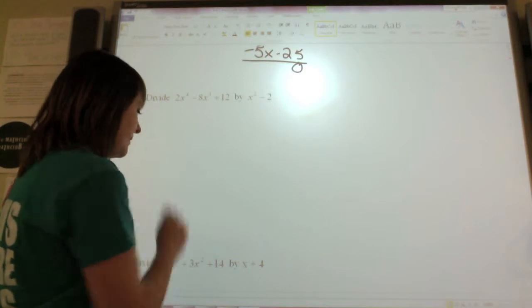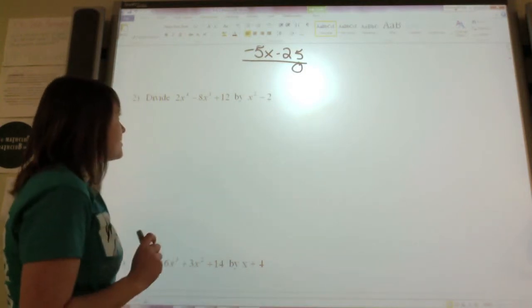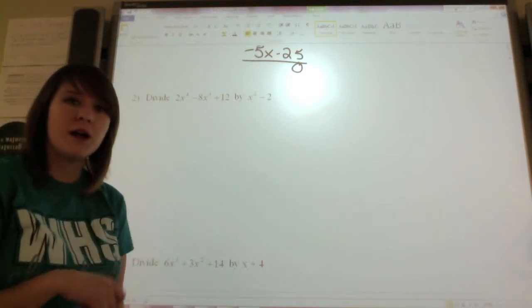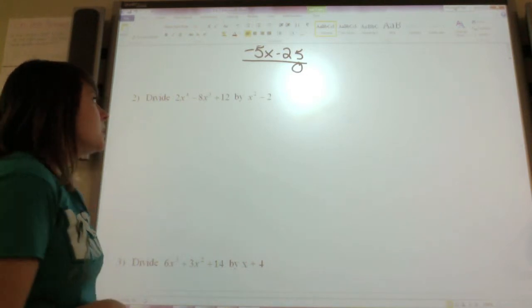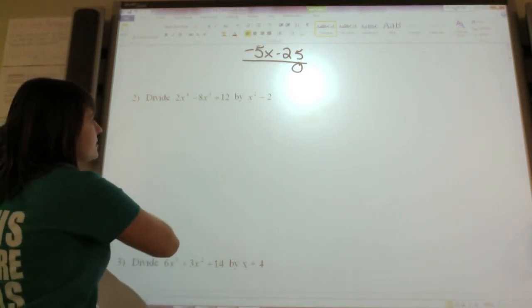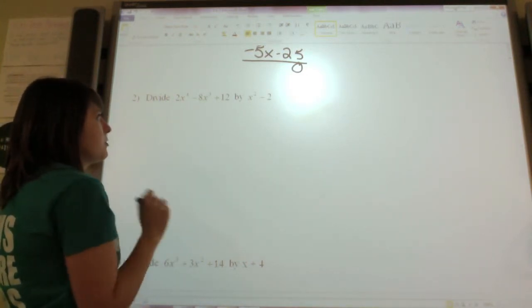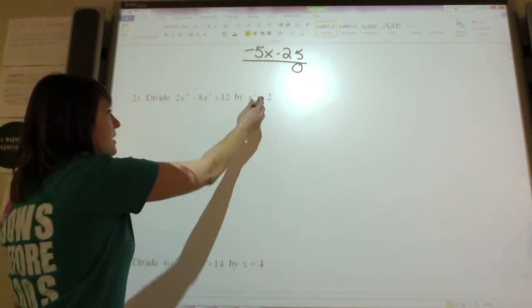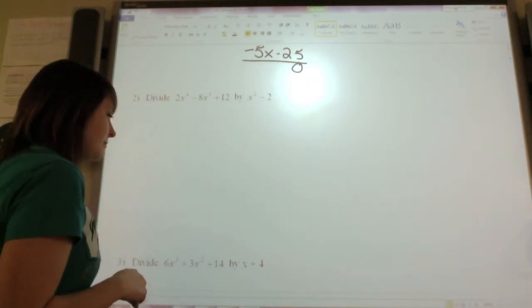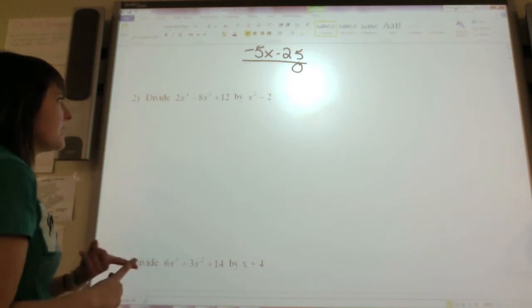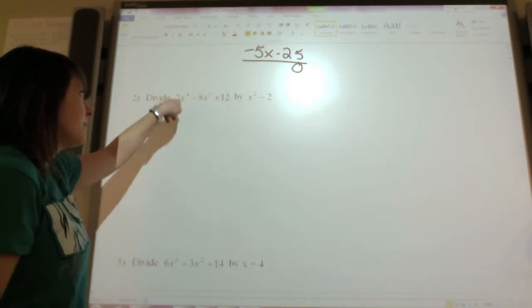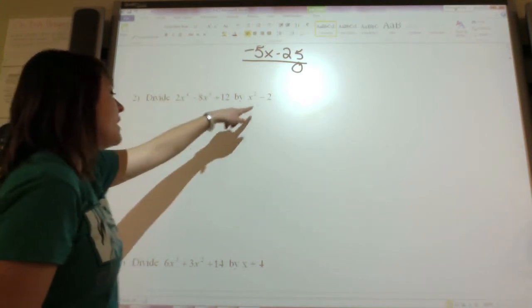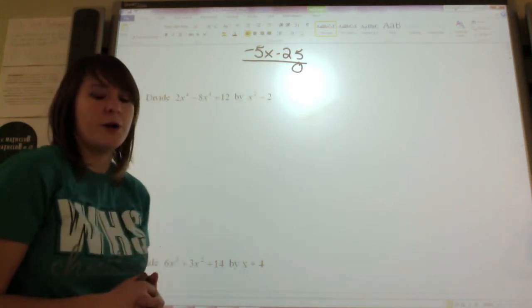Alright, let's do another one. So this one's just a little bit trickier because now we have to talk about the concept of placeholders. So here I have 2x to the fourth minus 8x cubed plus 12, and I'm dividing it by x squared minus 2. So notice that I'm missing an x squared term and an x term from this polynomial, and I'm missing an x term from this polynomial.